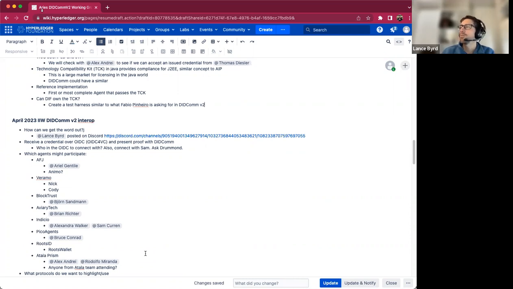It seems that there's a movement for this. So let's try to make that one of the results of the IAW Interopathon: a joint effort to make a test harness that exists, and somehow start providing a score. We can definitely use the Aries agent test harness as an example for that.